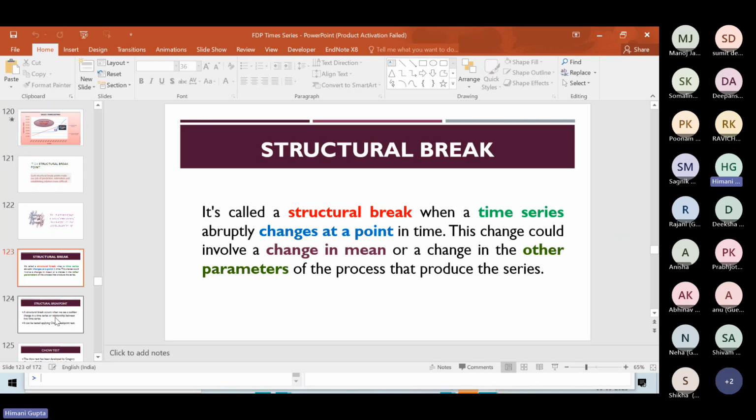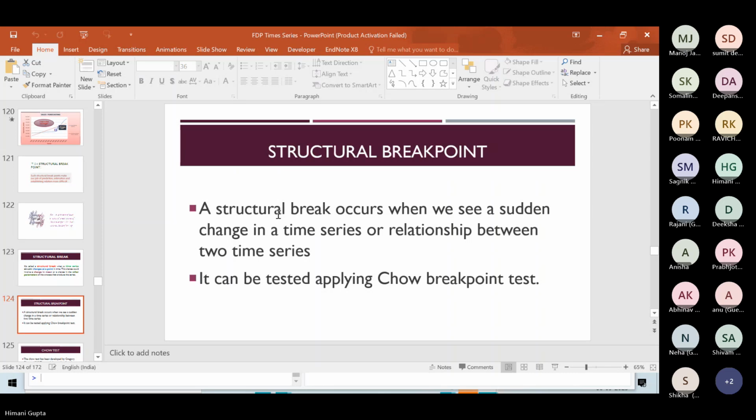Why has my disposable income decreased? Due to some external shocks. So again, my mean will be changed. There are some external news due to which there is a change in my variable. At that point, I have to find out the structural break, why the structural break is there. So I can say that a structural break occurs when we see a sudden change in a time series or in the relationship between two time series.